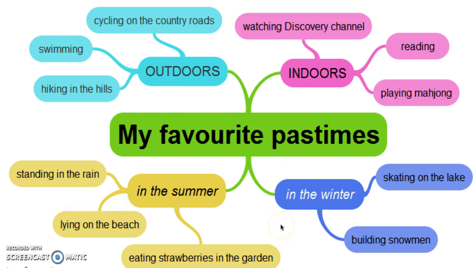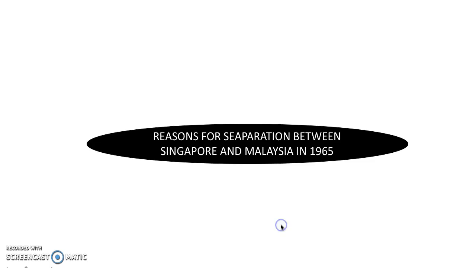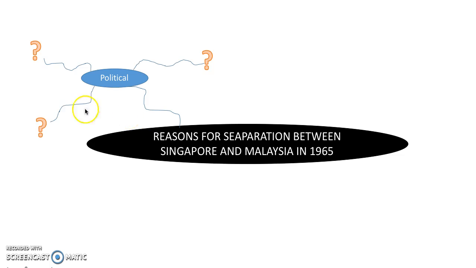So what is it that you're expected to do? This is what you are told to do: reasons for the separation between Singapore and Malaysia. And what you need to do now is to divide it into various strands. For example, in this case, I divided into political. And within the political strand, there might be different reasons. And what I'm doing here are the separate reasons.